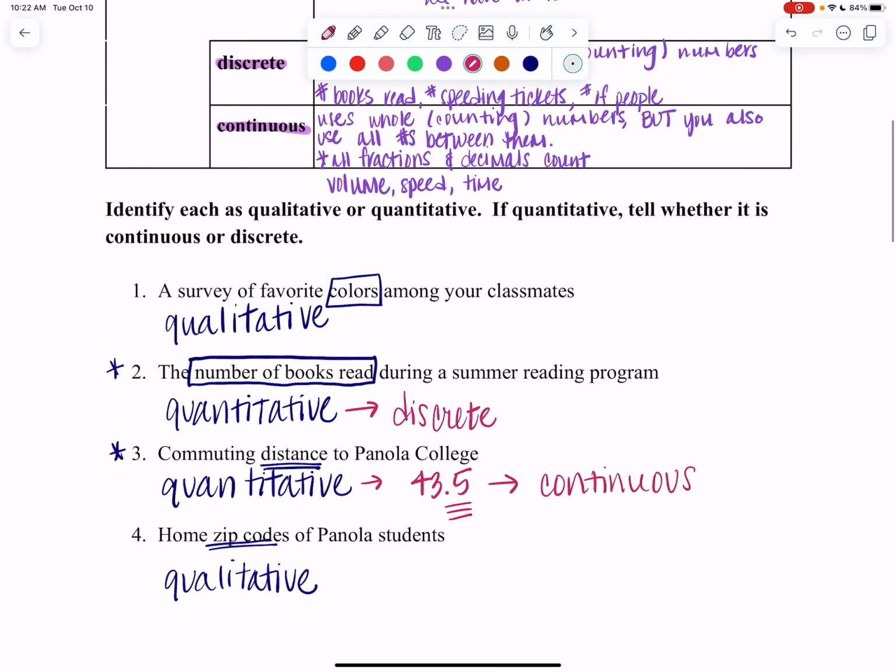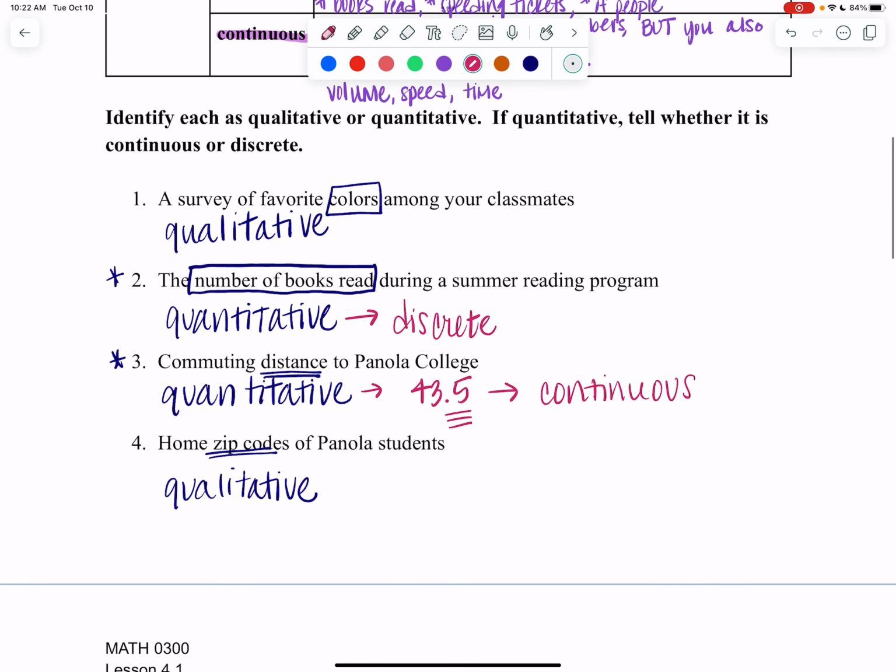That is the end of our brief introduction to data. Stay tuned because next time we will take a look at how to collect all of these types of data.